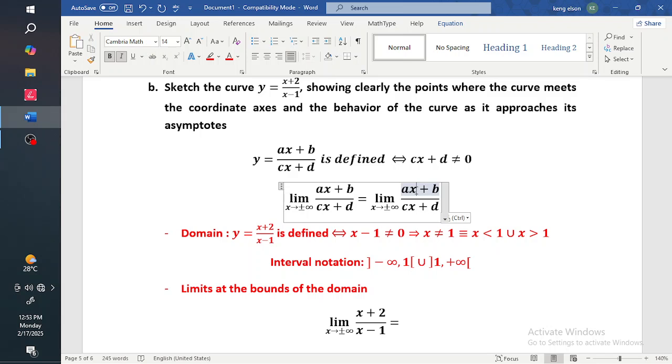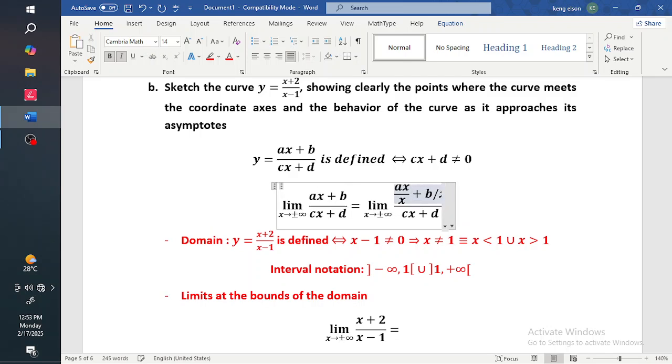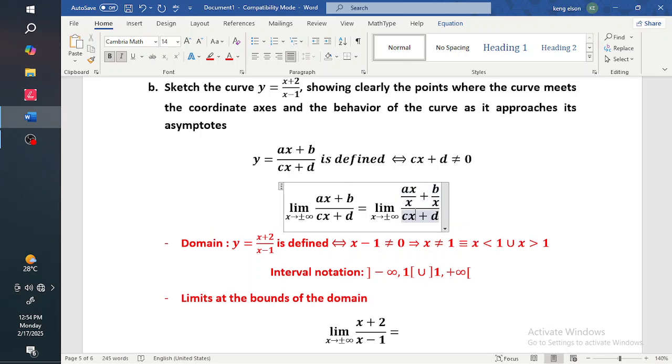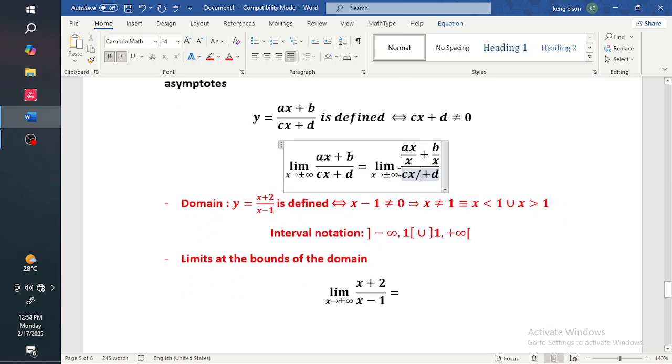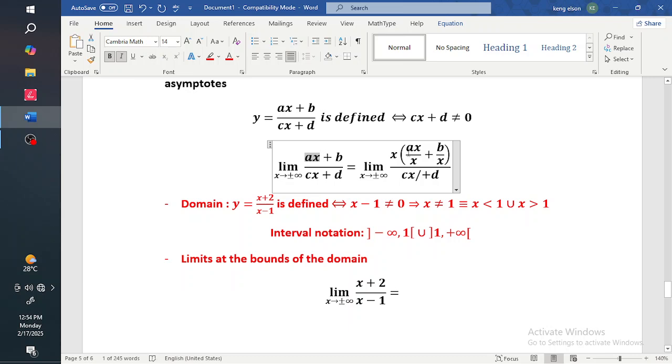If there was x squared, you divide each term by x squared. So I'm going to divide ax by x, and I'm going to divide b by x. I'll do the same to the denominator so that it remains the same. So I'm going to divide by the highest power of x in the denominator here. In fact, if I'm dividing by x, it's like I'm factoring out x, okay? Because if you're factoring out from something, the result is just a division. So if I factor out x from ax, the answer is just gotten by taking ax divided by x.